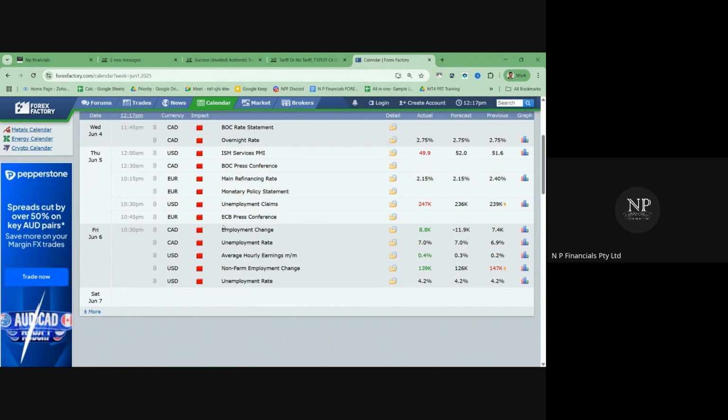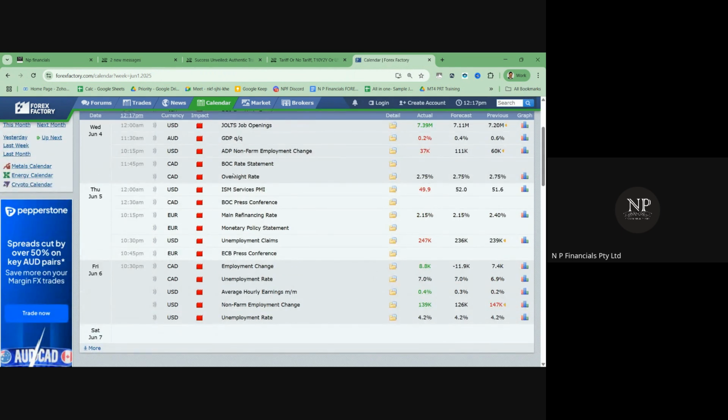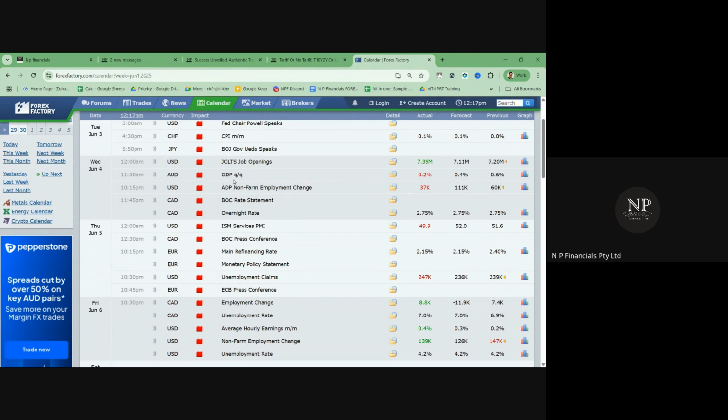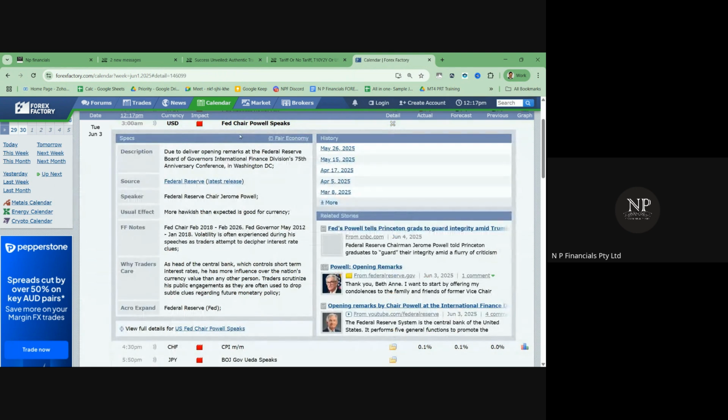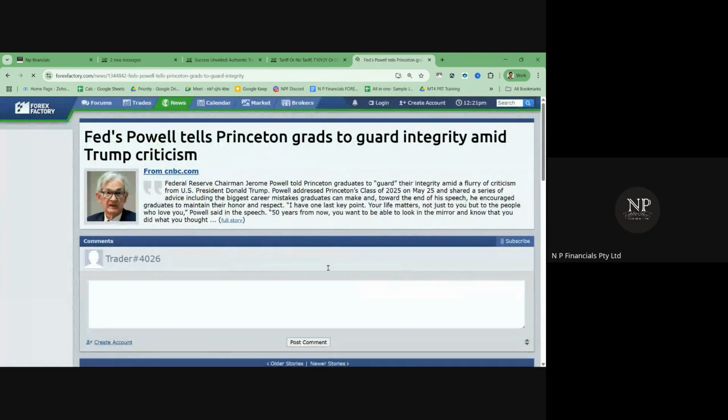Like the ECB, European Central Bank, Bank of Canada, and then GDP quarter on quarter. BOJ, Bank of Japan, the governor Ueda speaks. Fed means the Federal Reserve, the FOMC, Federal Open Market Committee. Fed chairman Powell speaks. If you want to know exactly what the perception is, if Powell is very dovish, then the market will go down. If he is very hawkish, then the market will go up. And if you want to know what he is talking about, you can go and read it.